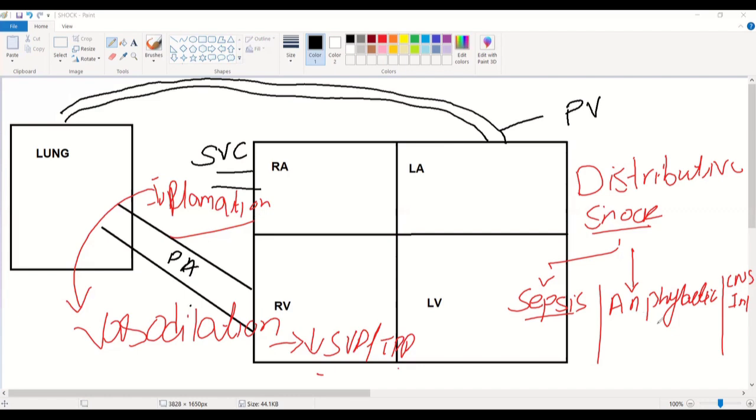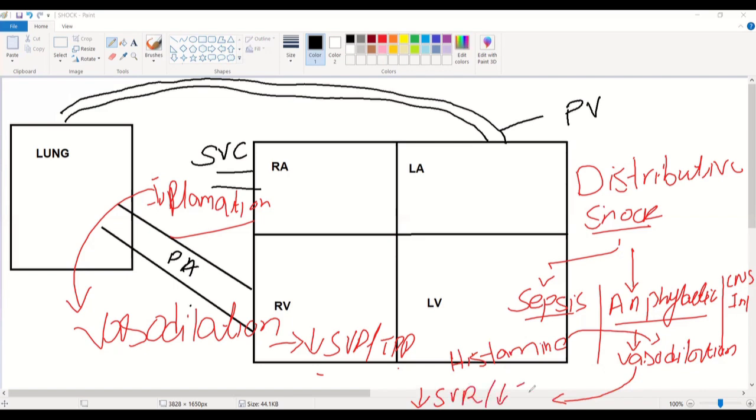And what happens in anaphylaxis? It is again vasodilation due to which chemical? Histamine. Right? So you have to learn the whole mechanism of the type 1 hypersensitivity reaction. It is a type 1 IgE-mediated hypersensitivity reaction. When degranulation of the mast cell takes place, it releases histamine. And this histamine leads to vasodilation. And this vasodilation leads to decreased SVR, or decreased TPR. Right. Okay.